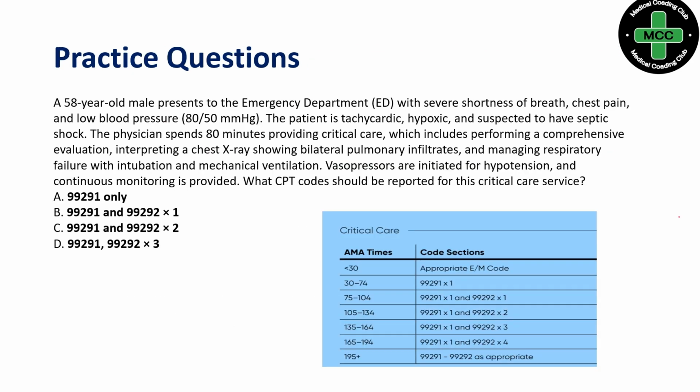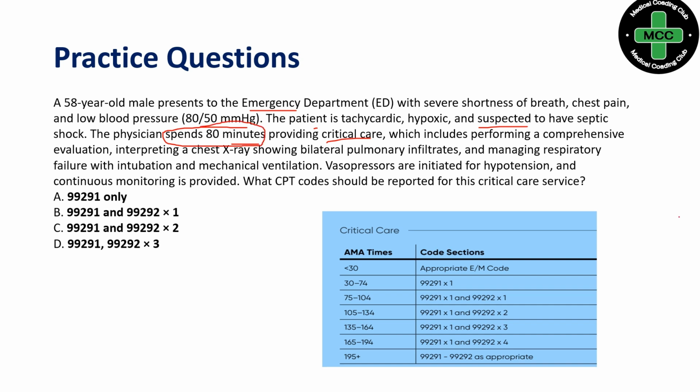So next we'll see one quick practice question. A 58-year-old male presents to the emergency department with severe shortness of breath, chest pain and low blood pressure. The patient is tachycardic and hypoxic, suspected to have septic shock. Physician spends 80 minutes providing critical care. So we need time here. So physician spent 80 minutes.